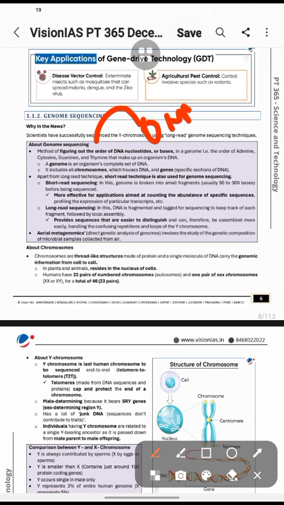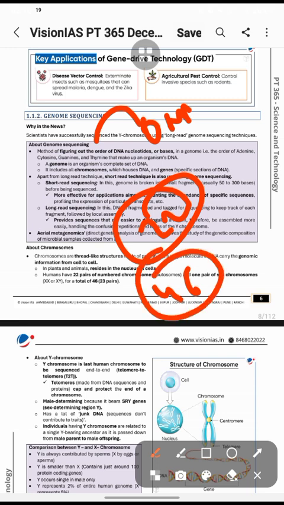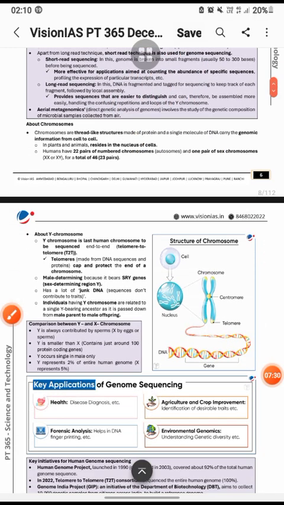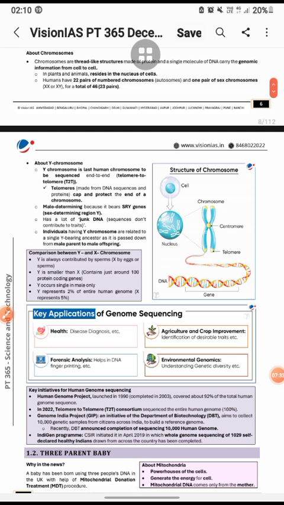Chromosomes are thread-like structures. There are 22 pairs of autosomes and one pair of sex chromosomes, making 46. The Y chromosome is the last human chromosome to be sequenced, along with the telomeres. Telomeres are the caps that protect the ends of the chromosome. The Y chromosome is male determining because of its genes, and junk DNA sequence does not contribute to traits. Individuals having the Y chromosome are related through the Y, as it is passed down from the male parent to offspring. The order is cell, nucleus, chromosome, centromere and telomere, and last is the gene.